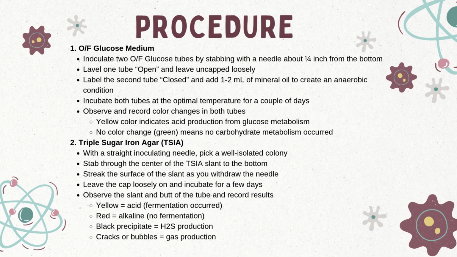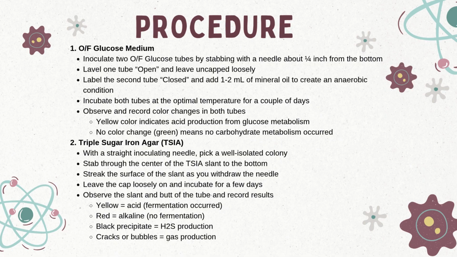So for the OF glucose medium, we used two tubes per bacterium. One was labeled open, the other one was closed with mineral oil added. The open tube was for oxidation since oxygen is available, and the closed one is for fermentation since the oxygen is blocked. Here, what is the purpose of using both open and closed tubes, and what indicator is used in the OF medium, and how does it work?